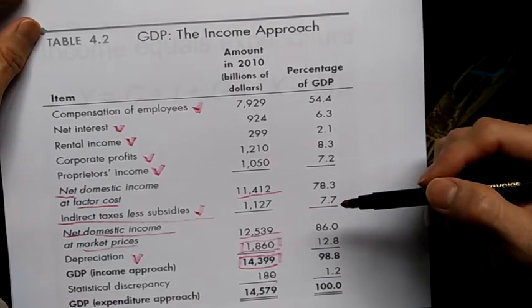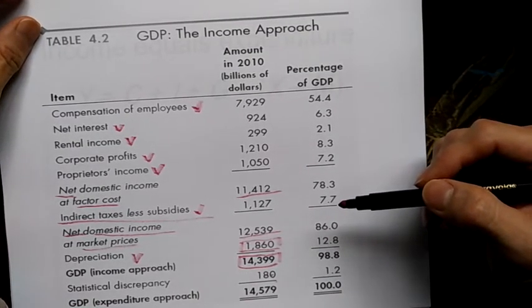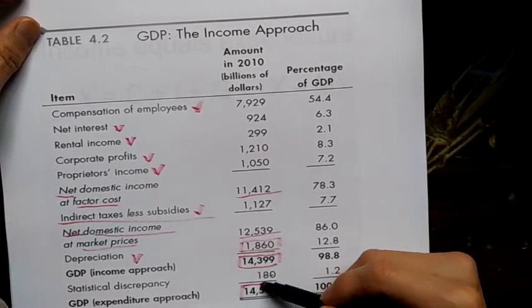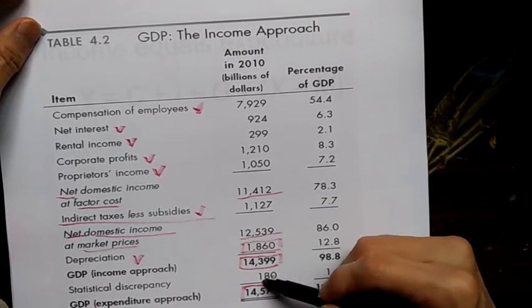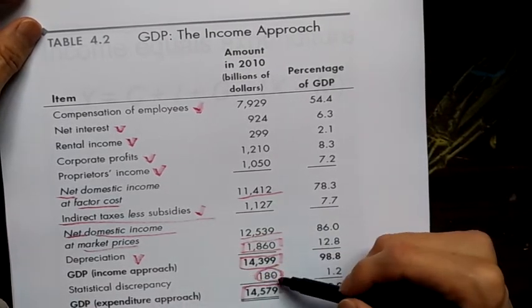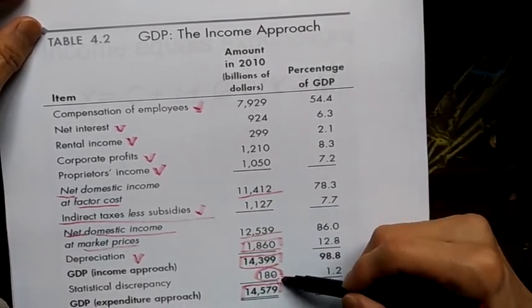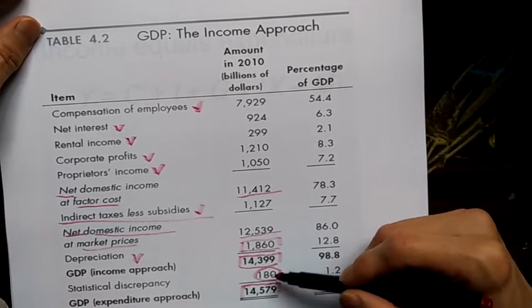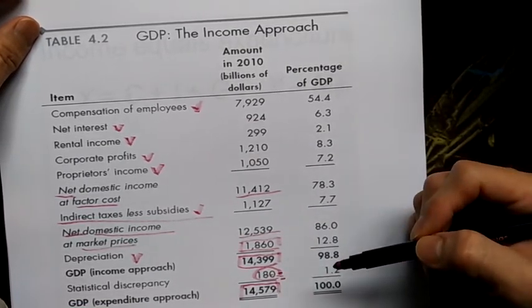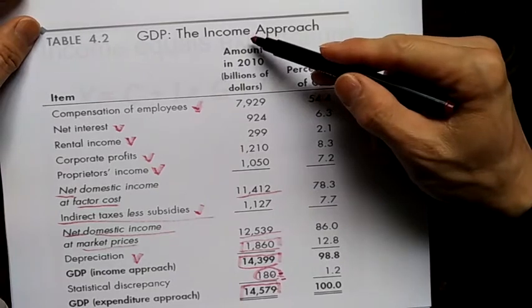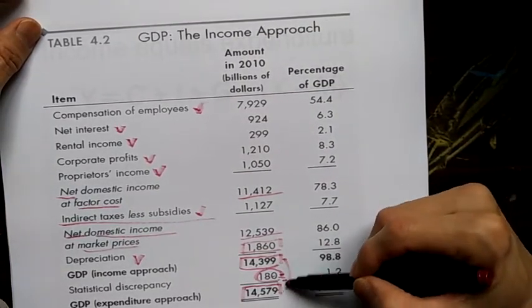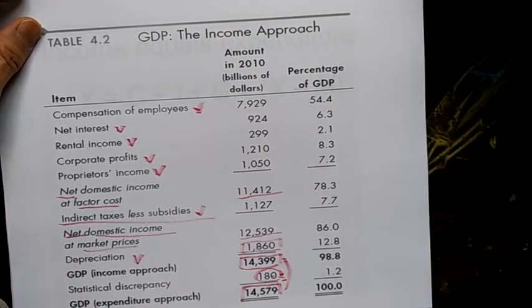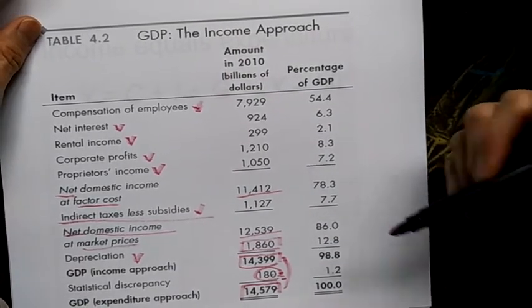14,399. Remember, using the expenditure approach, the number we got was 14,579. So there is a statistical discrepancy of 180, which is very small compared to the number. Therefore, the income approach and expenditure approach give us two numbers that are very close. So the calculation is correct.